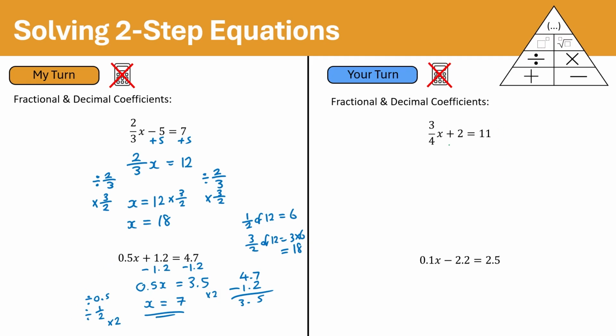In your first example, you should have started off by subtracting 2 from both sides. That should have given you 3/4 of x is equal to 9.